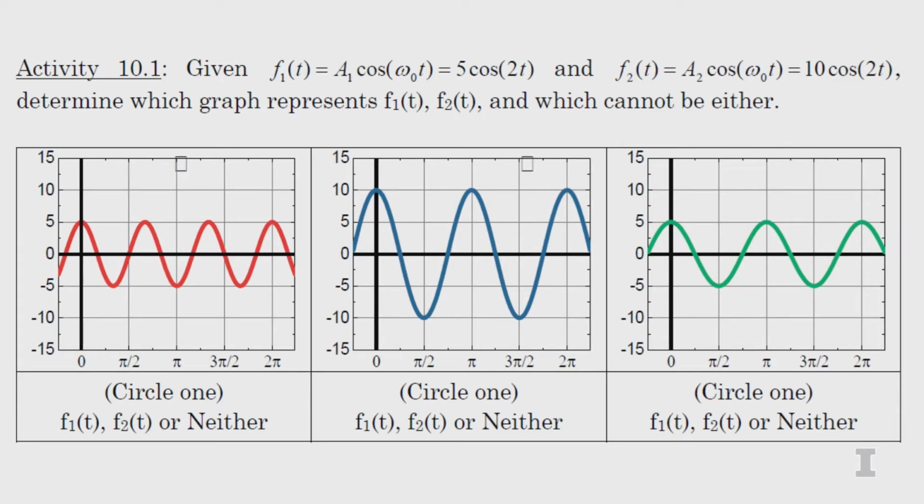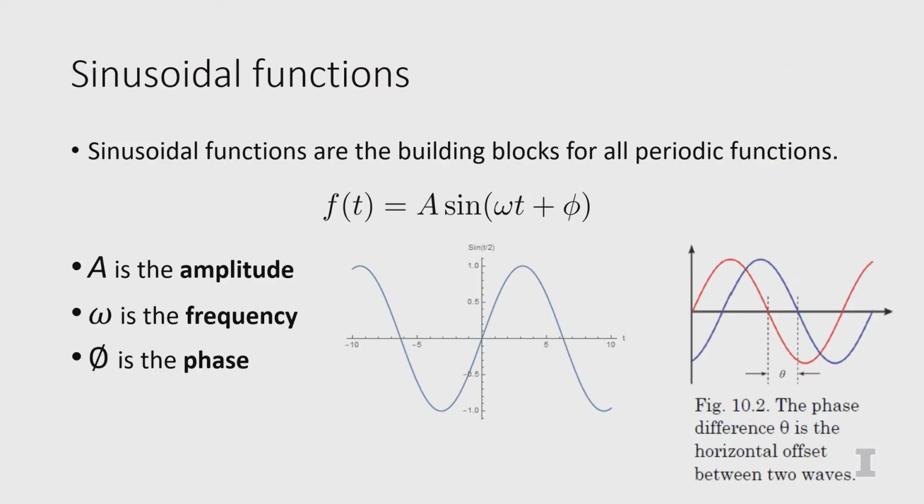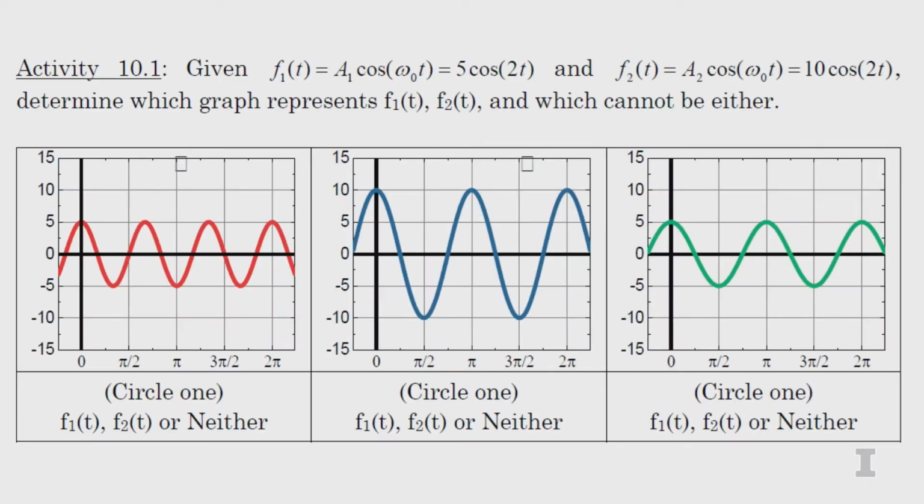Oh, and by the way, let me just point something out. Here you see that I wrote this in terms of sine, right? But you can translate sine into cosine if phi here, the phase shift, is 90 degrees. Then it translates the sine function to the cosine function. So really we could have written cosine here and it would have been the same. It's just choosing a different phase. So in this activity, the periodic functions are given in terms of cosine. So let's think about this. The question is which graphs represent f1 and f2, and which cannot be either.